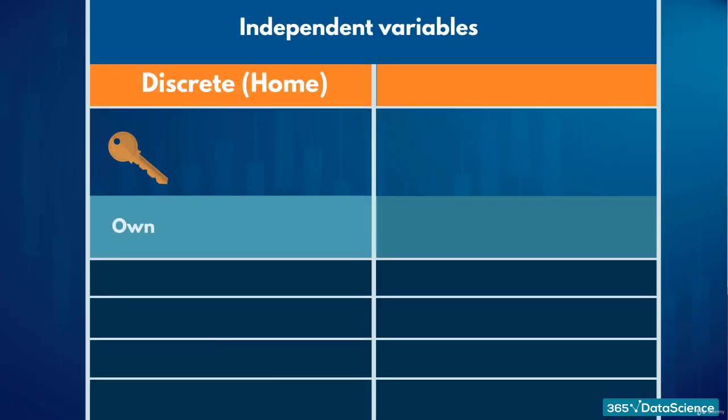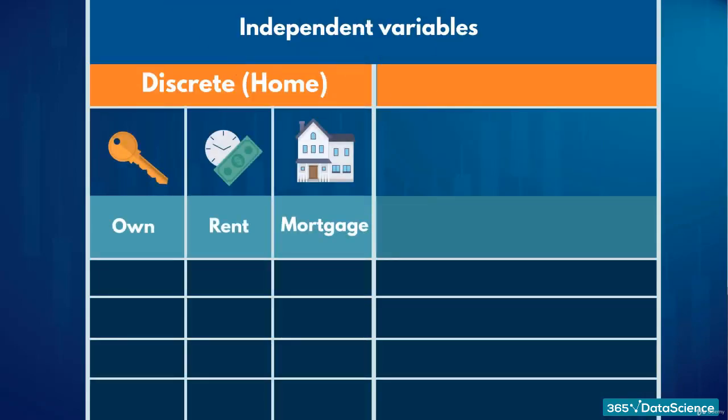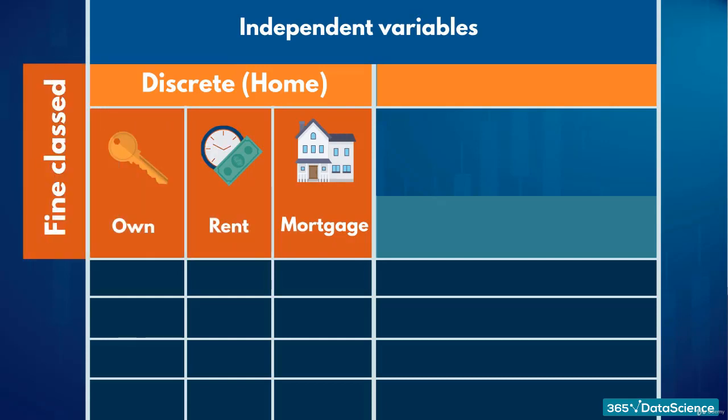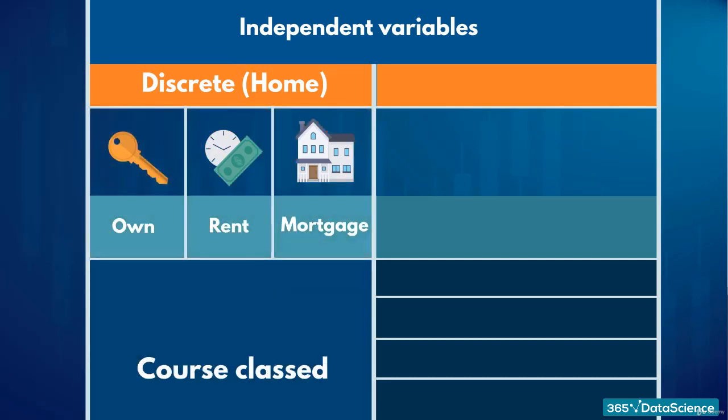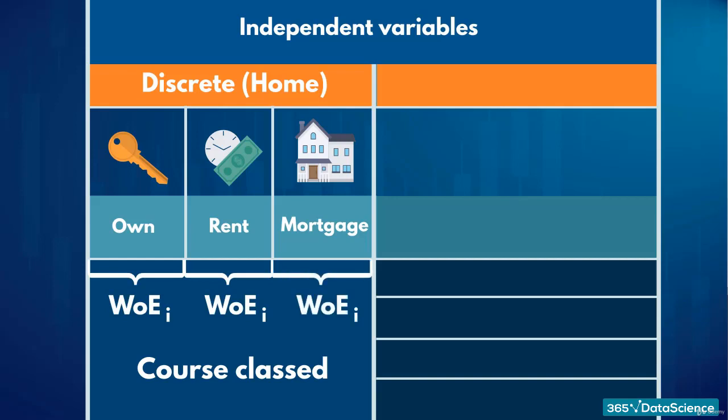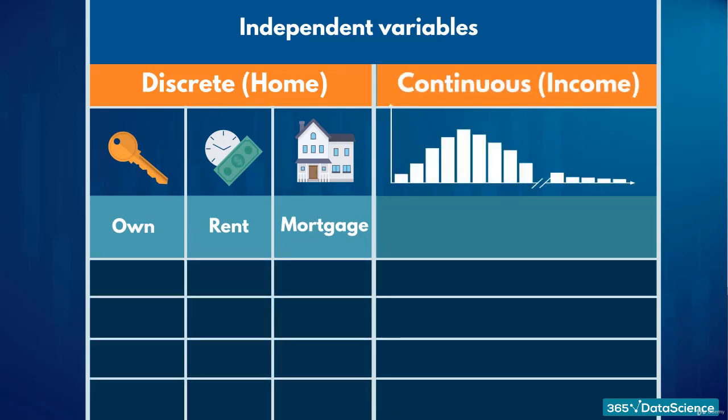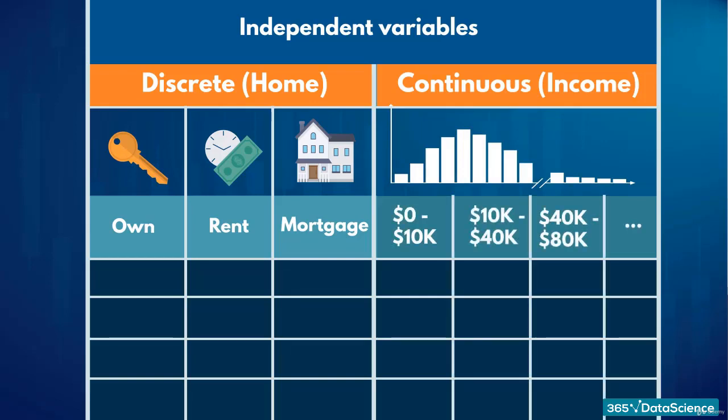Discrete variables were split into categories as they come. That is, they were fine-classed. Then we coarse-classed them by evaluating the weights of evidence for the initial categories. Now we have to do the same with the continuous variables, with just one additional prior step. We have to split them into categories. Later, we are going to treat them just like the original categories of the discrete variables.